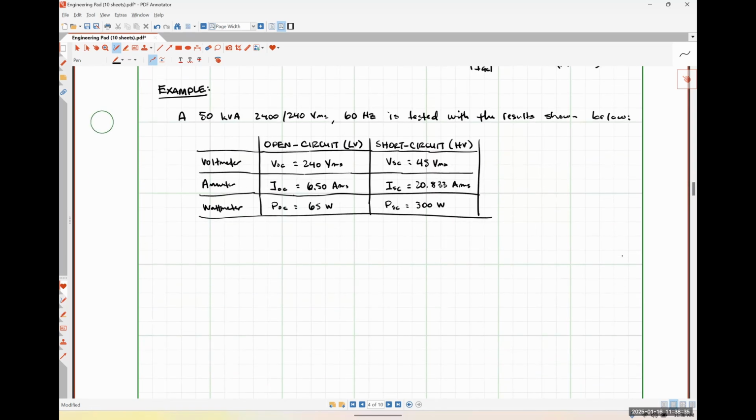And I want us to use this information to determine the primary referred cantilever equivalent circuit, or instead of calling it primary referred, let's do the high voltage referred cantilever equivalent circuit.